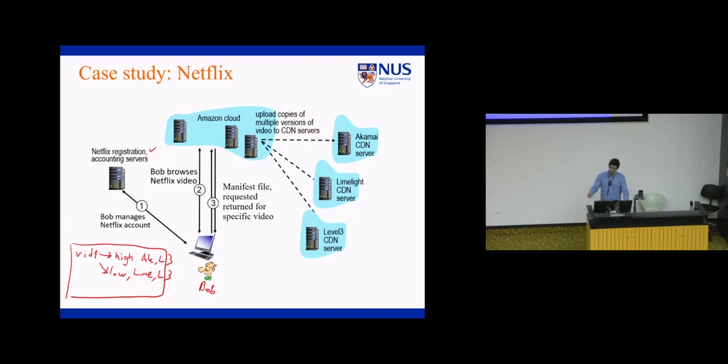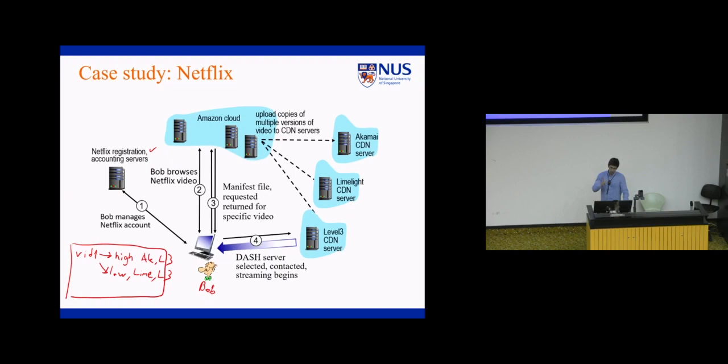And Bob's own client then, or Bob himself, if the client application allows, you can sometimes choose which version of the video you want to stream, then goes to the server he wants to stream the video from. In this case, the Level 3 CDN server. It is a DASH server. It is selected by Bob's client, contacted by Bob's client, and then the streaming begins.